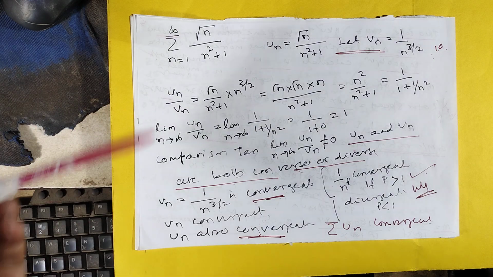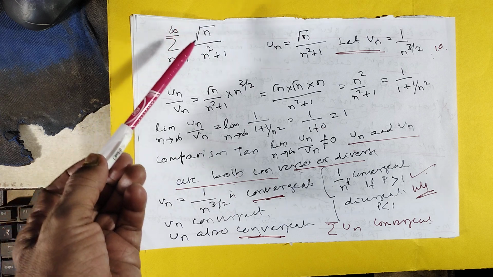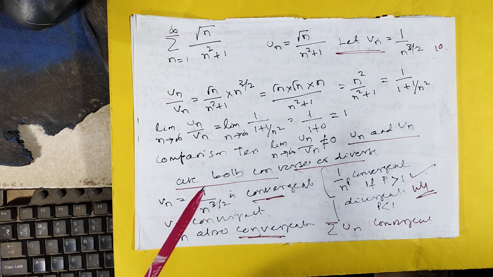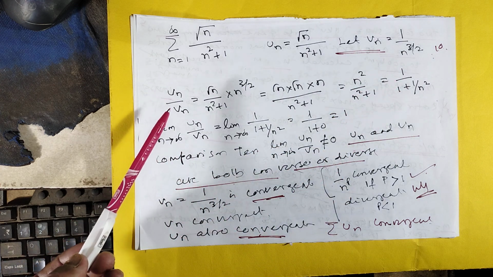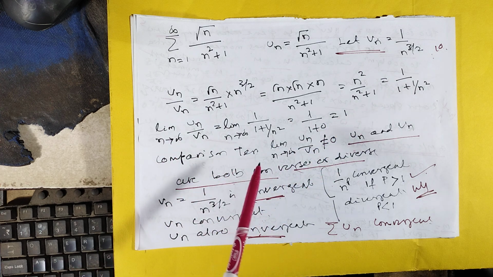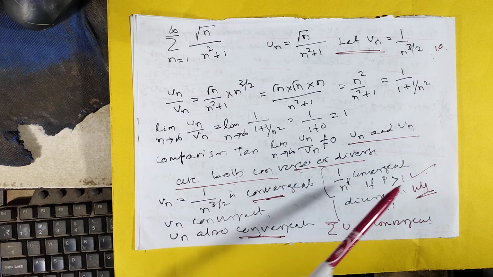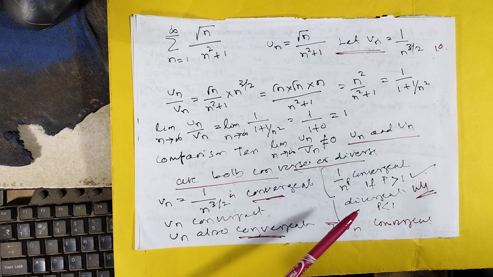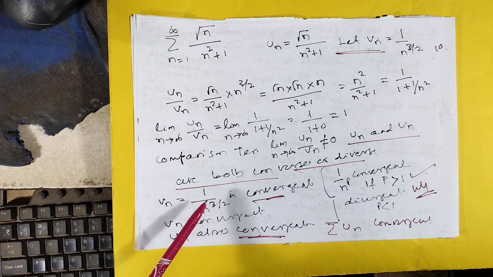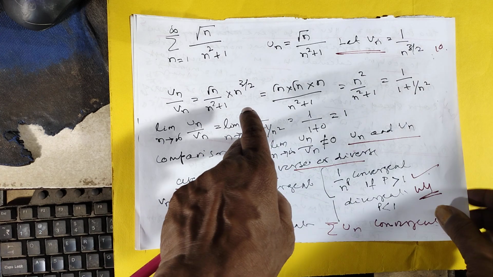In this case, the summation n equal 1 to infinity of root n divided by n square plus 1. So un is given here. Let Vn is equal to 1 by n to the power 3 by 2. So un by Vn is coming, if you put n to infinity, it is coming 1. So when the limit n tends to infinity of un by Vn is not equal to 0, un and Vn are both either converging or diverging, but Vn is equal to 1 by n to the power 3 by 2. 3 by 2 is greater than 1, so it is always converging. So un is also converging.